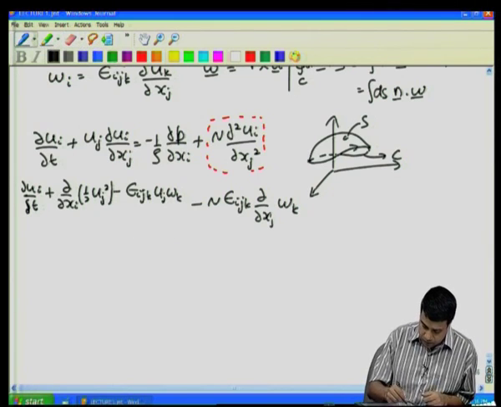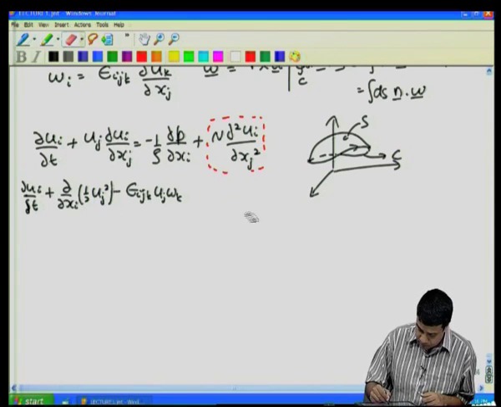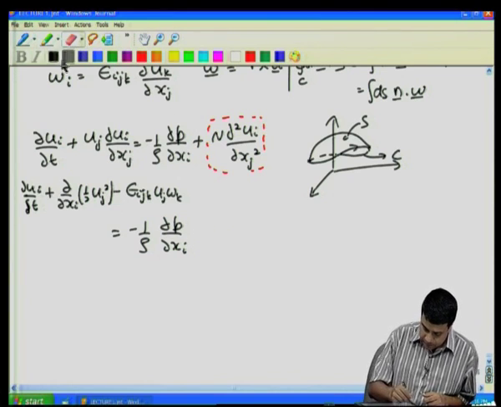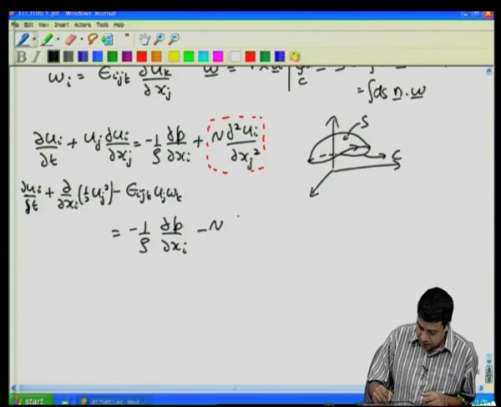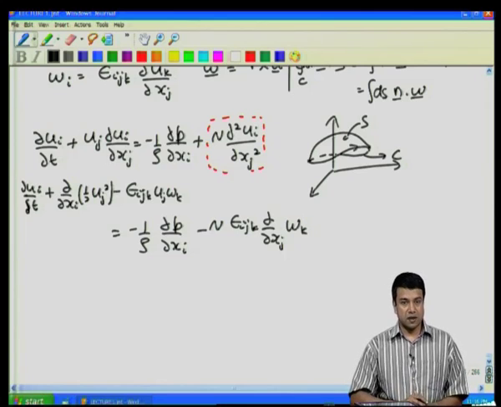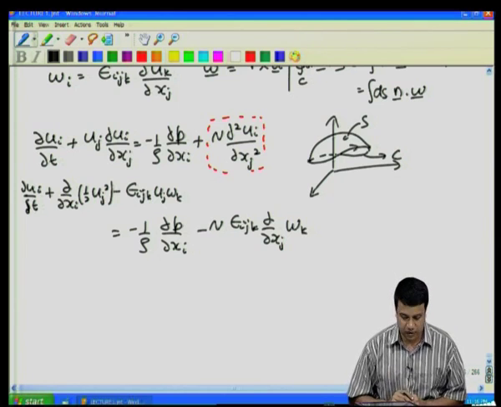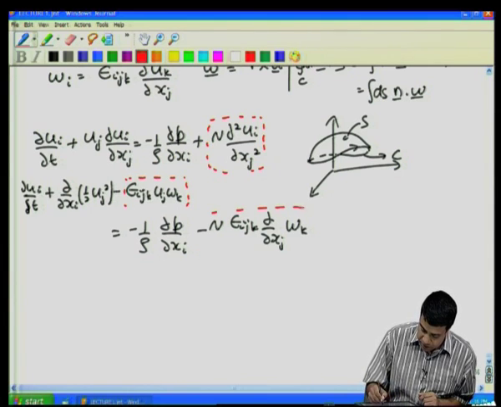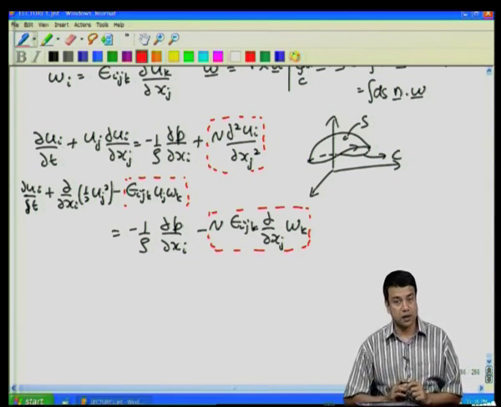So, this is equal to minus 1 by rho partial p by partial xi minus nu epsilon ijk partial by partial xj of omega k. Okay. So, that is an alternative way of writing the equation, and you can see that the Bernoulli equation actually comes out from here if I take omega as identically equal to 0 everywhere, because then these two terms end up becoming 0.